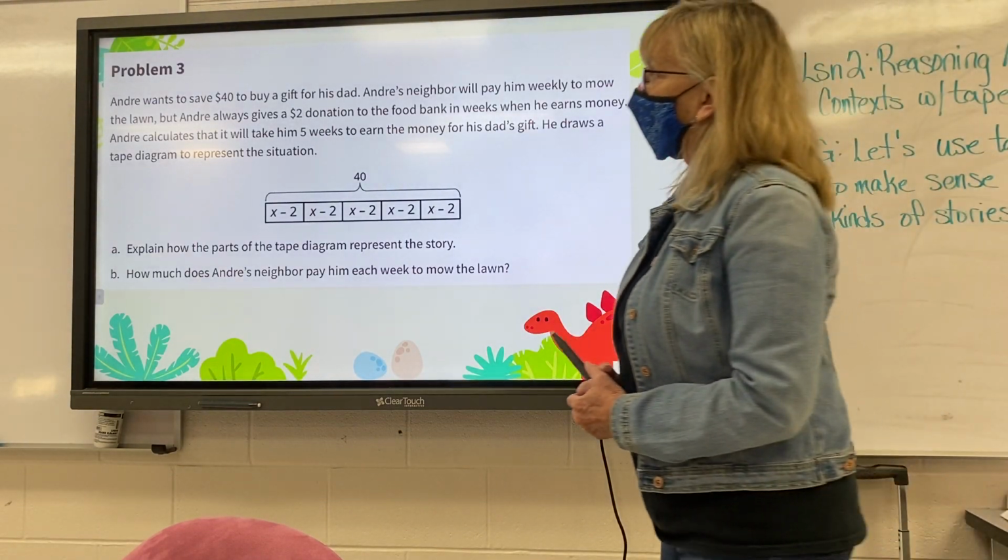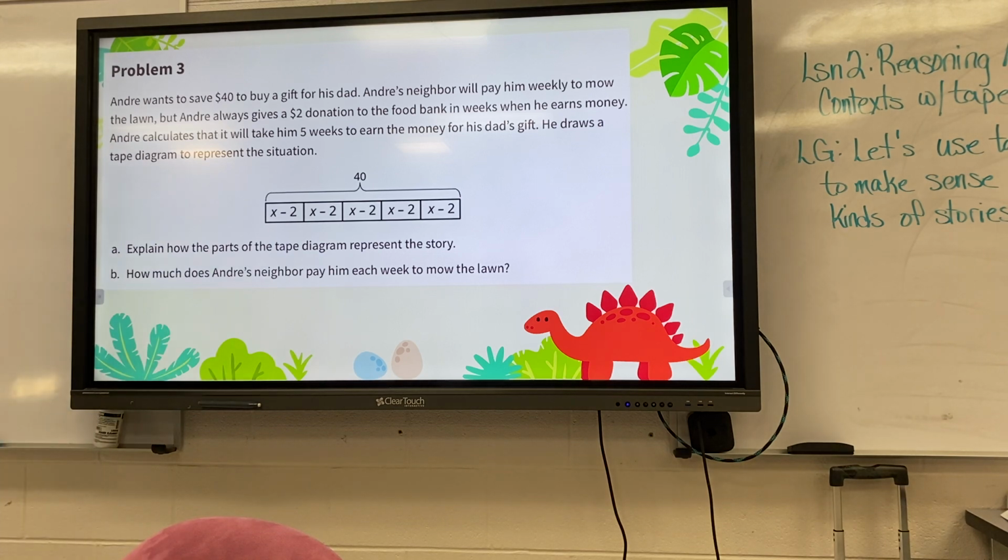Problem 3. Andre wants to save $40 to buy a gift for his dad. Andre's neighbor will pay him weekly to mow the lawn, but Andre always gives a $2 donation to the food bank in weeks he earns money. Andre calculates that it will take him 5 weeks to earn the money for his dad's gift. He draws a tape diagram to represent the situation. Explain how the parts of the tape diagram represent the story, and then how much does his neighbor need to pay him each week to mow the lawns to be able to buy the gift.